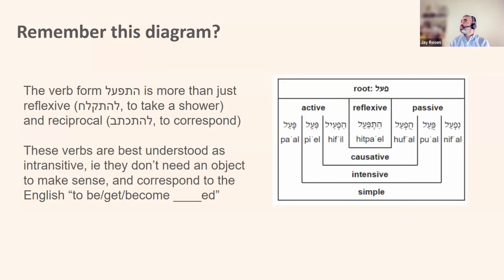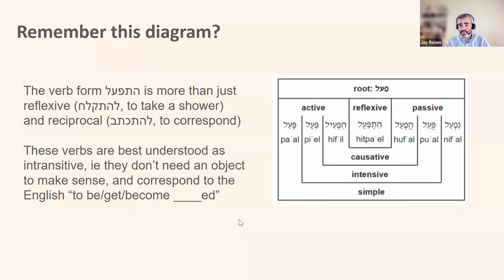So, for example, the verb lehitkadem. I gave you 2 examples here. Lehitkadem means to get advanced or to become advanced. Lehishtaper, to get improved or to become improved. Any of the verbs in hitpa'el, almost all of them, can be translated as to get or to be or become. It doesn't mean that if it starts with to be, it's necessarily passive. Instead, it's intransitive. It doesn't need an object to make sense. It is the equivalent in English of to get or become something.